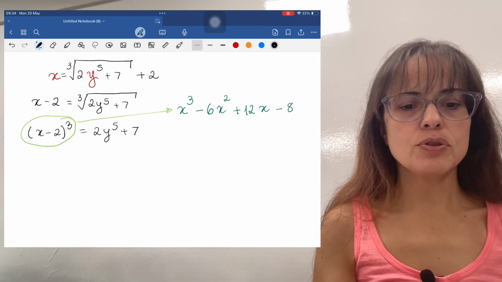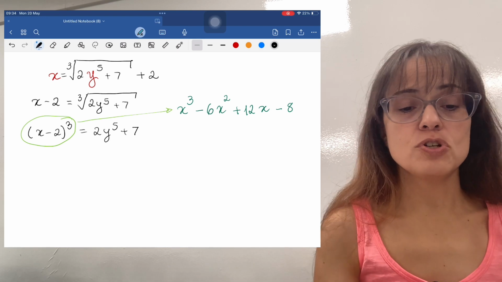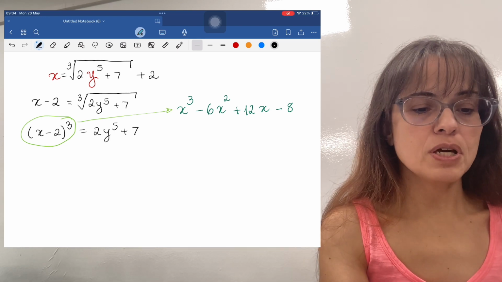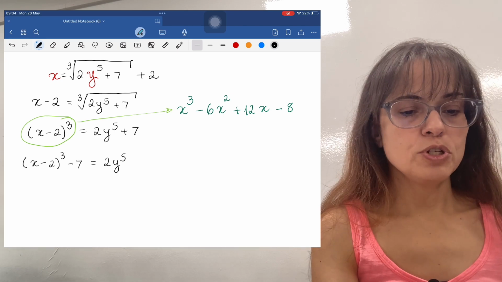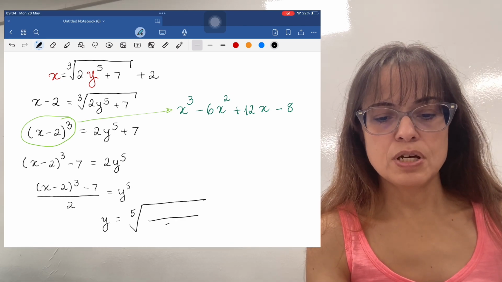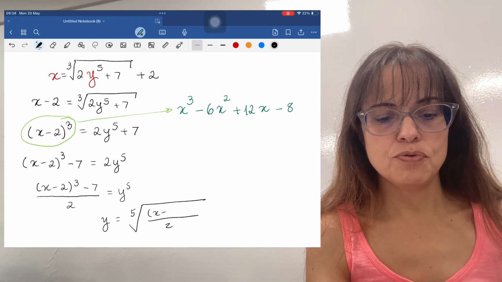I don't usually do that though in the kind of inverse function exercise. Okay, I'm just going to leave it like that and now subtract 7 from both sides. Finally divide both sides by 2 and take the fifth root on both sides to get this very beautiful looking answer right here.